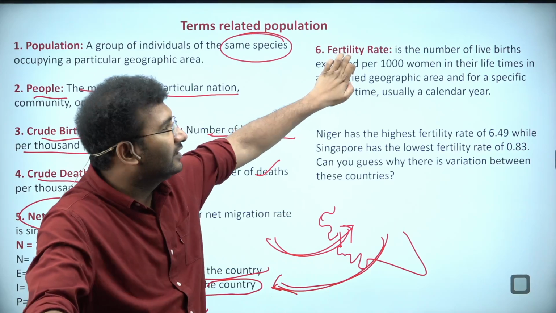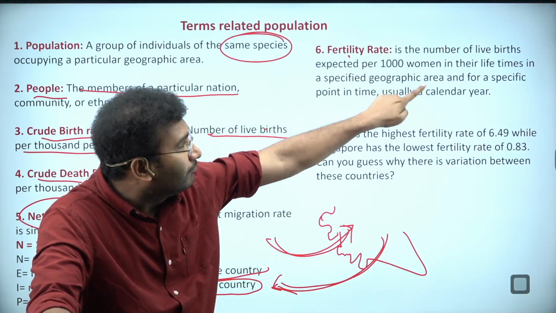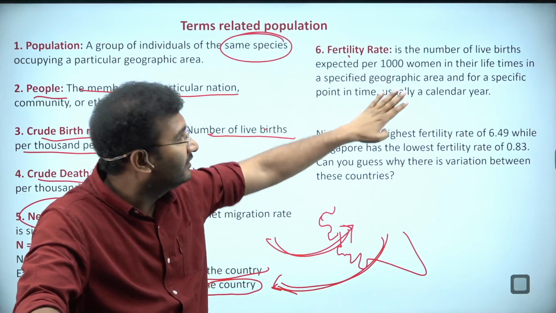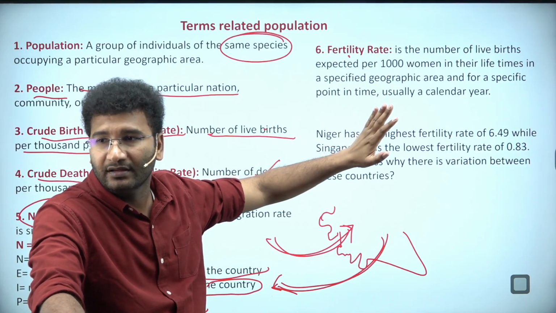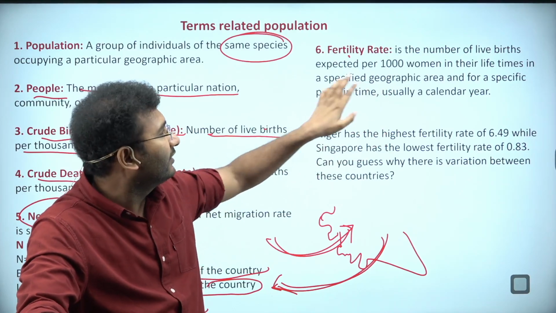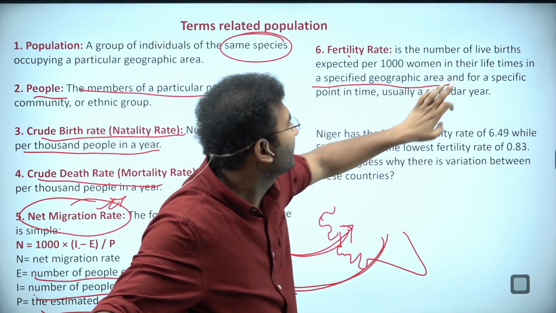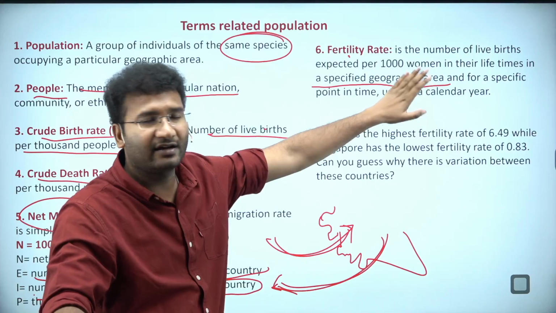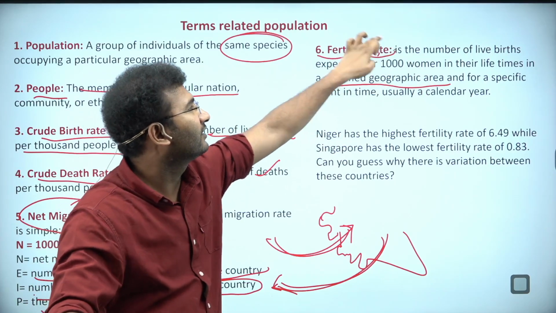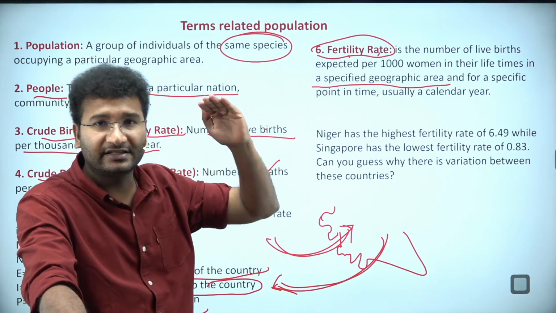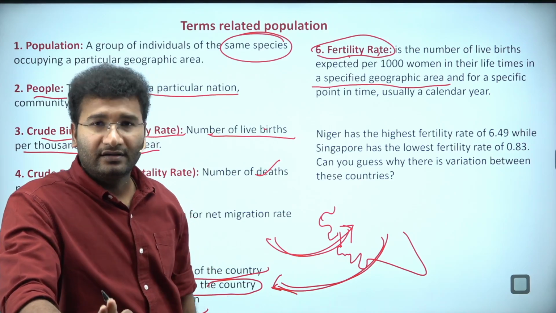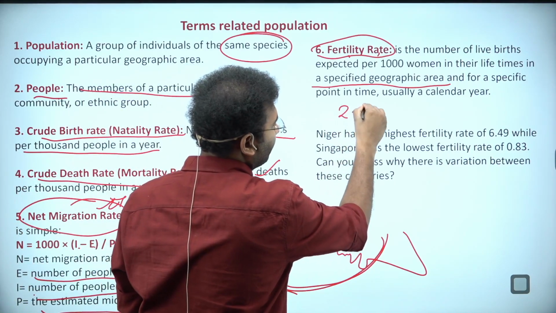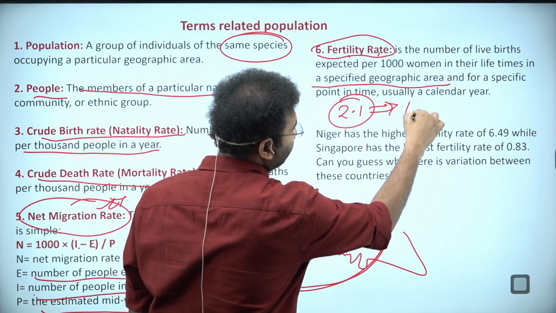Now come to the fertility rate. Fertility rate is the number of live births expected per 1000 women in their lifetime in a specified geographic area. This is called fertility rate. See, as of now, the fertility rate is dropping down. The fertility rate of 2.1 is the target of India.